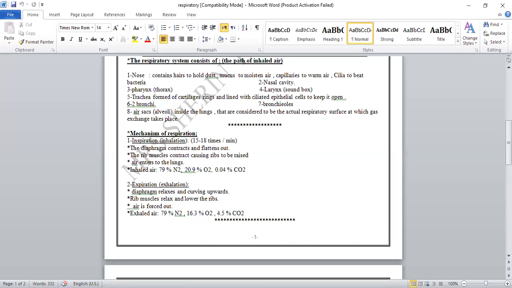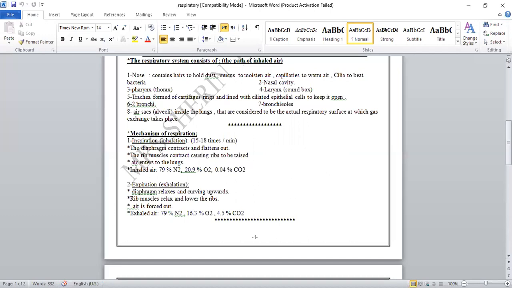وبعد كده the air enters the lung. The inhaled air is 79% nitrogen, 20.9% oxygen, 0.04% carbon dioxide. The inhaled air. طب والإكسهاليشن أو الإكسبيريشن.